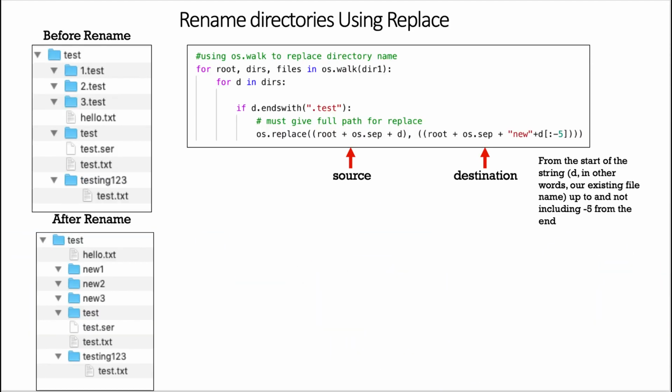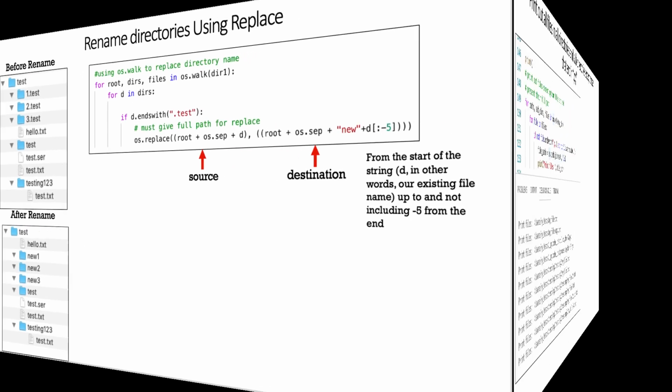So I'm left with, for 1.test, new 1. For 2.test, new 2. For 3.test, new 3. Okay, that's back to just, again, whatever we can do to a string, we're able to do to the names of these files and directories. So it's kind of neat.